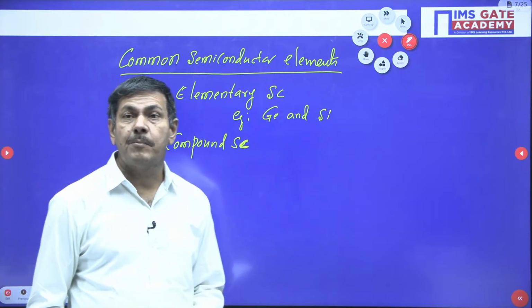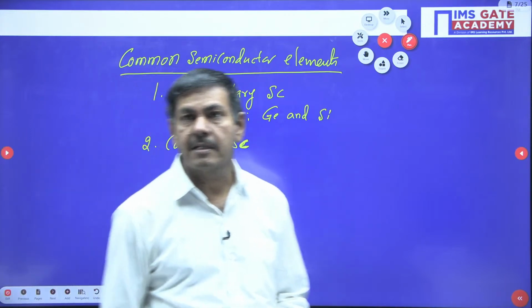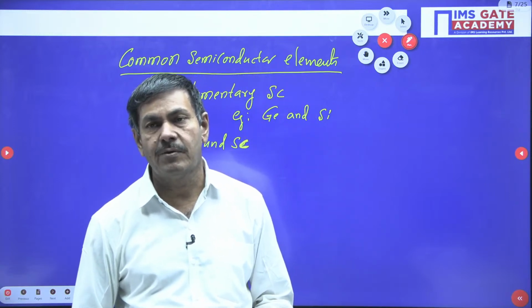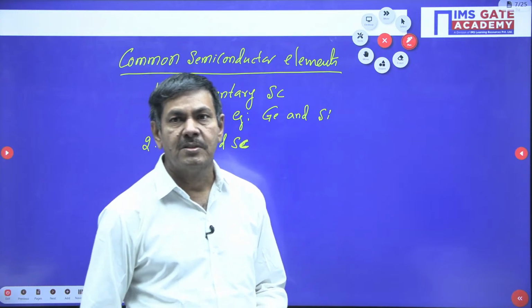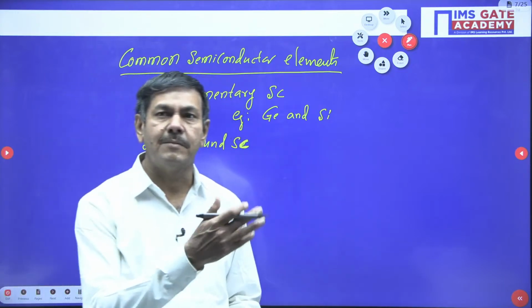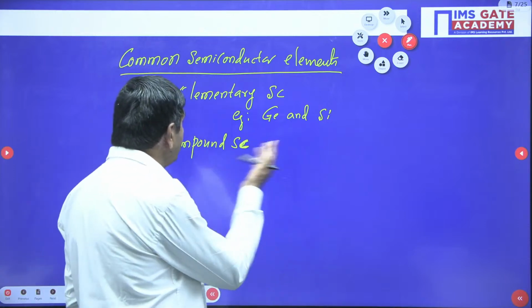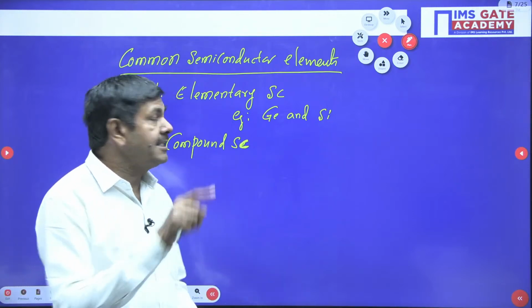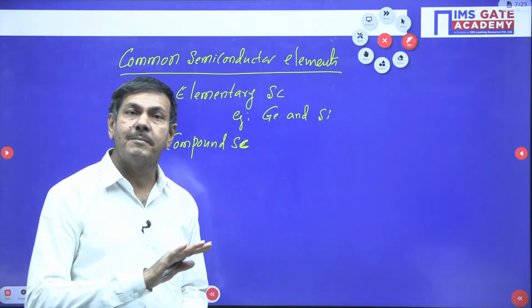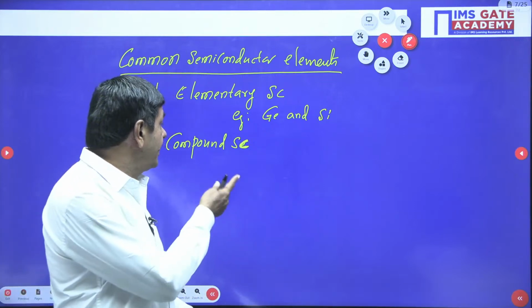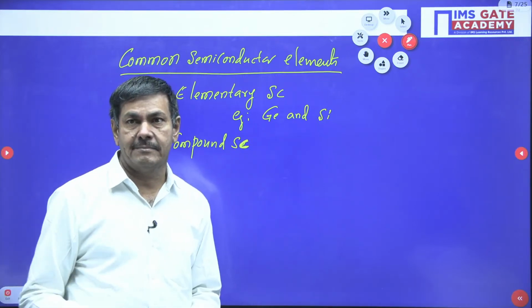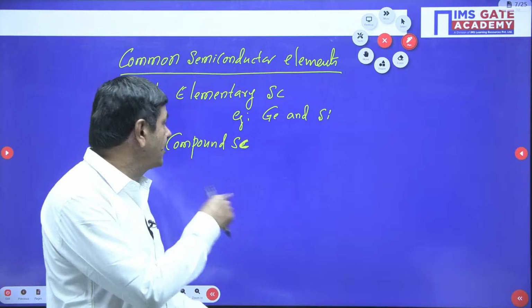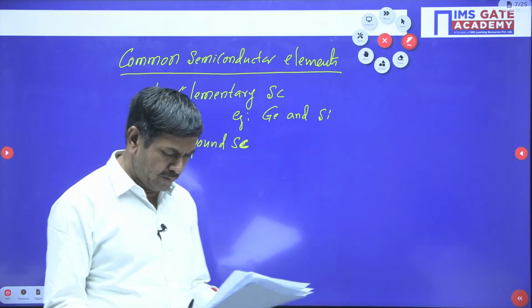Where are we using the compound semiconductors? The compound semiconductors we are using in optoelectronics. In optoelectronics you can find photodiodes and also solar cells, with different materials that will come one by one. There we are using the compound semiconductor. But as I said already, all elementary semiconductors are with fourth group elements only. If two different atoms are combined, one from the third group, one from the fifth group, they will combine and form the compound semiconductor. I will give certain examples so you can understand.